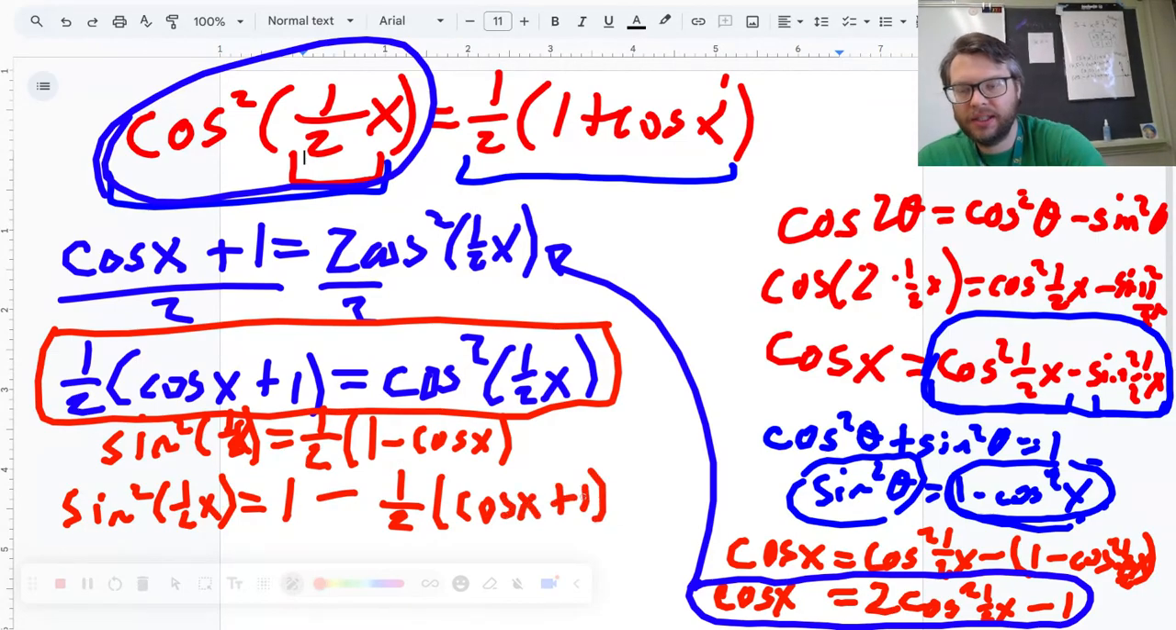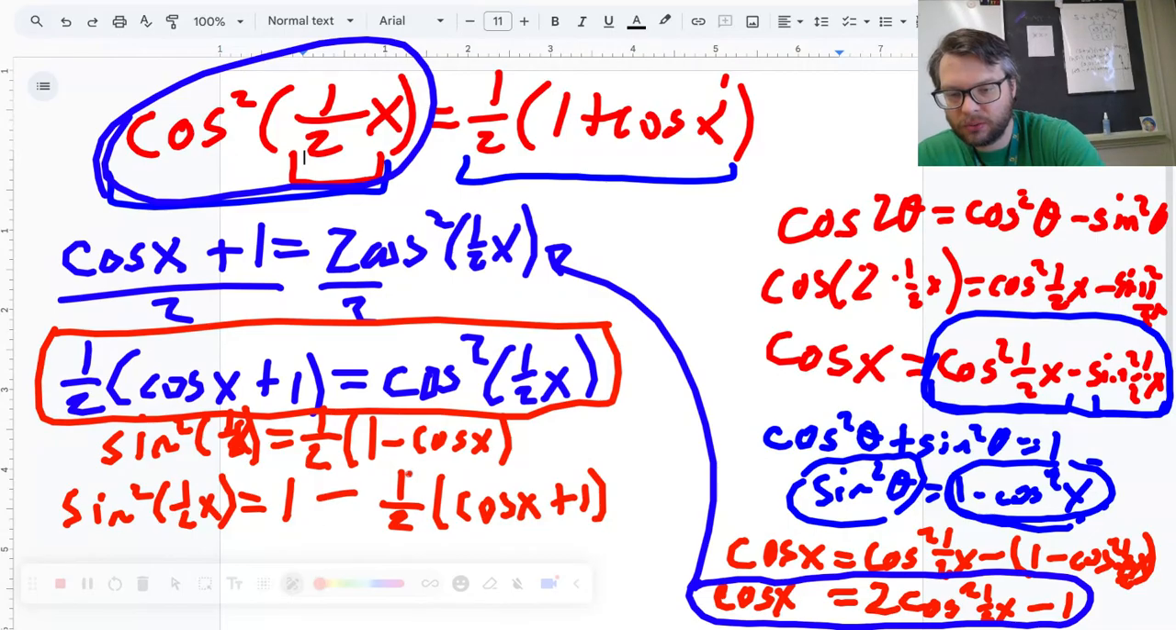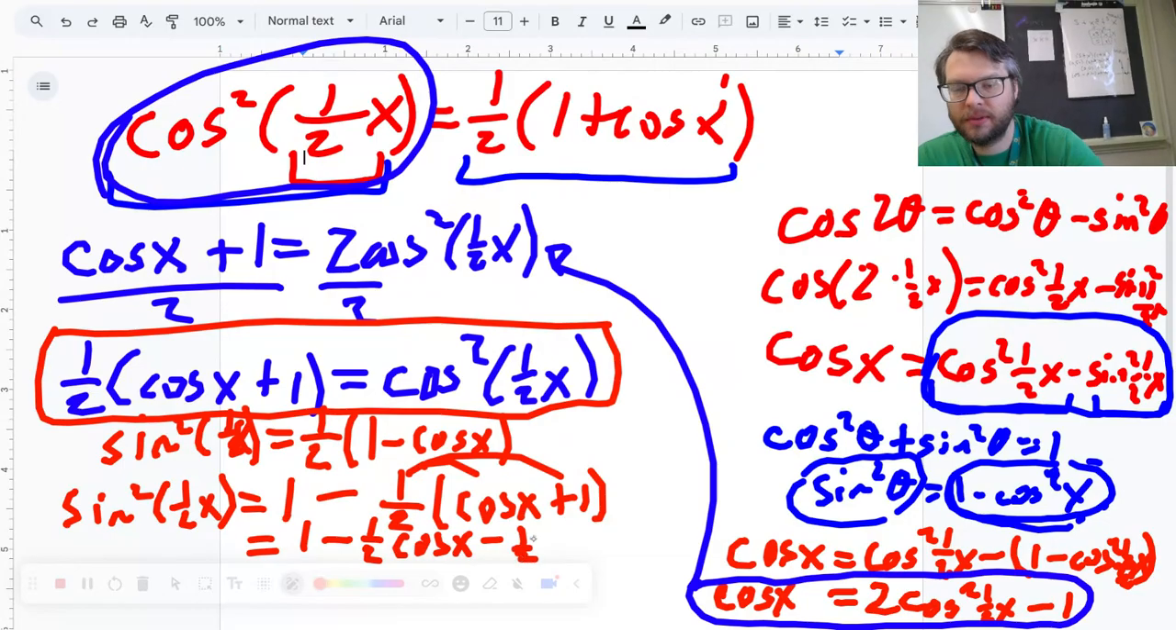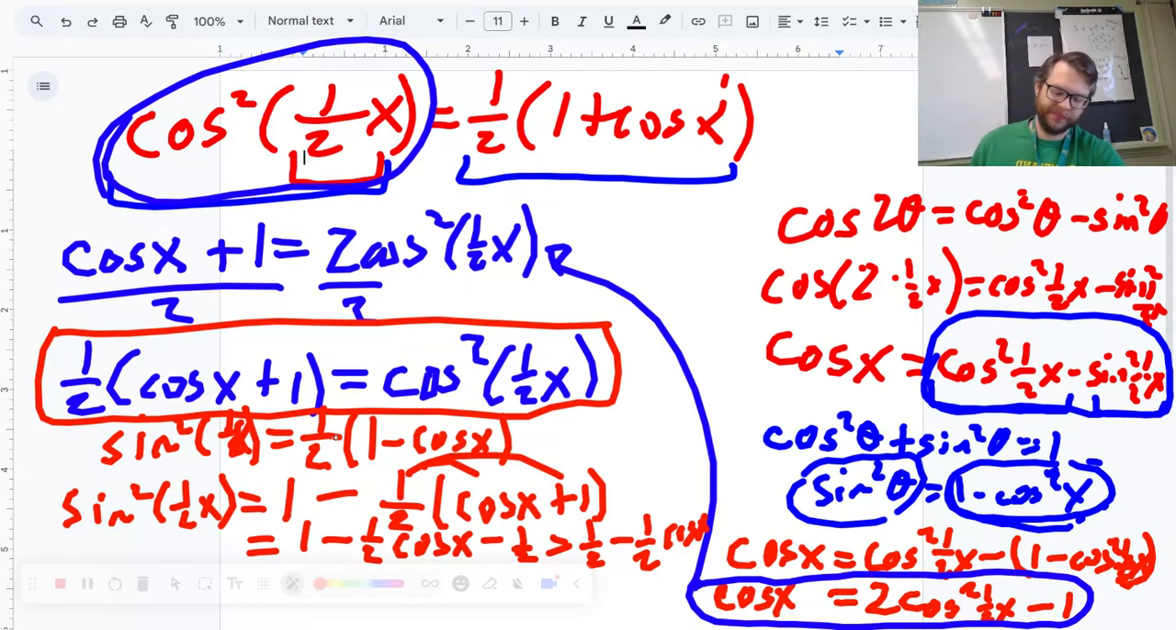And then all I need to do is distribute this 1/2 and just sort of collect like terms. So I've got 1 minus a half, minus a half cosine x. 1 minus a half is equal to 1/2. So I just have 1/2 minus 1/2 cosine x, which is the same as what I was asked to prove. So that was just a couple trig identity problems. Please let me know if you got any other questions.